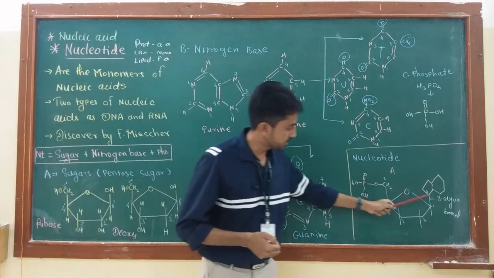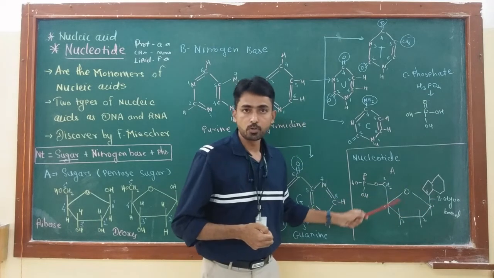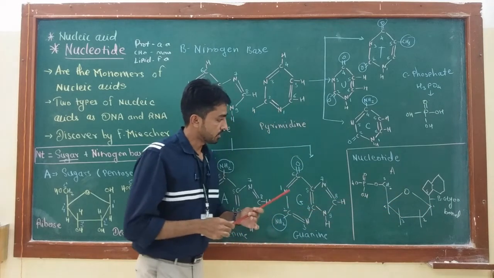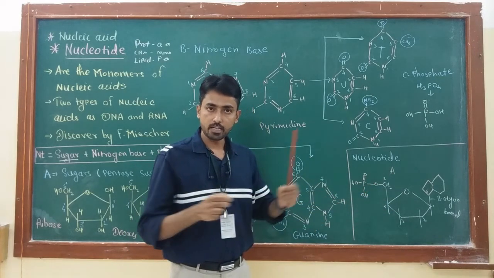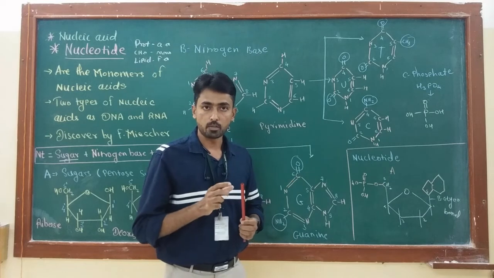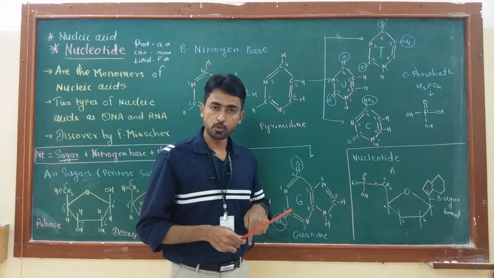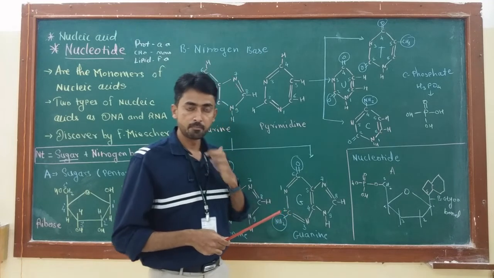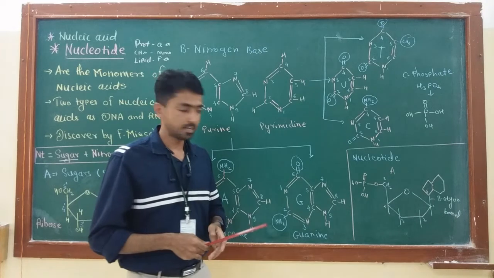You have to just change the nitrogen base on carbon number 1 of pentose sugar. And this type of nucleotides connected with each other by phosphodiester linkage in the DNA to form a polynucleotide chain. We are going to discuss the structure of DNA, Watson and Crick structure of DNA in the next lecture.